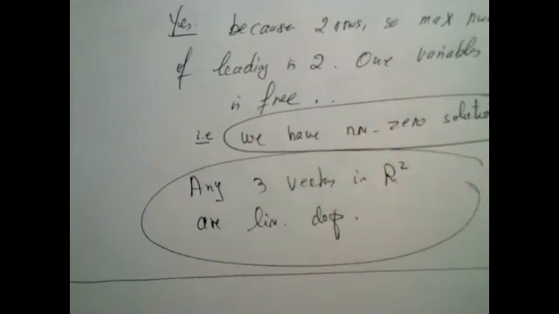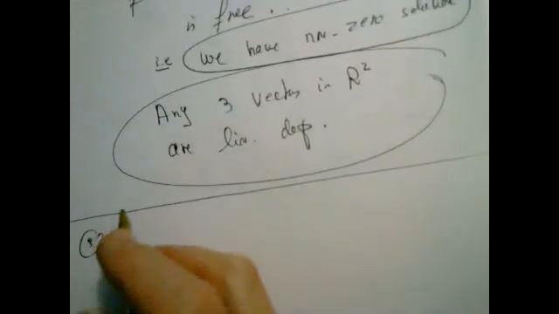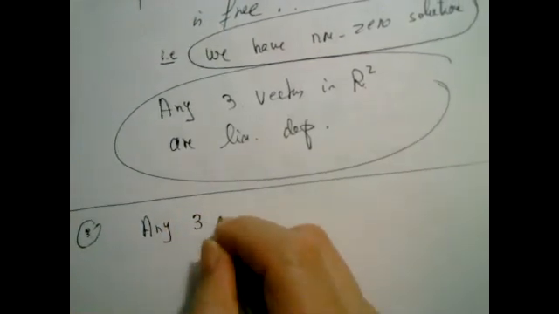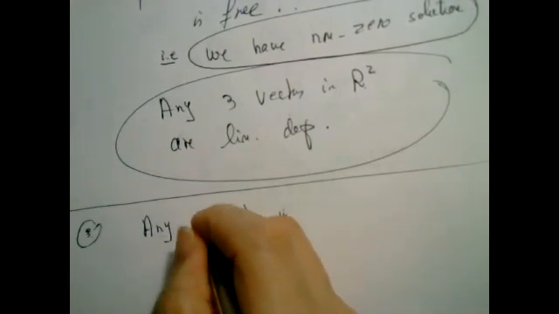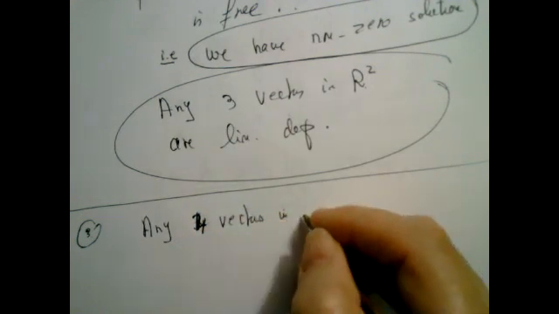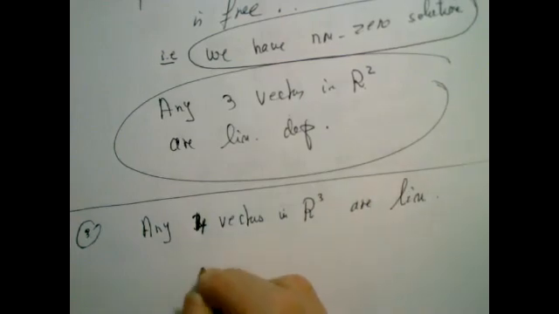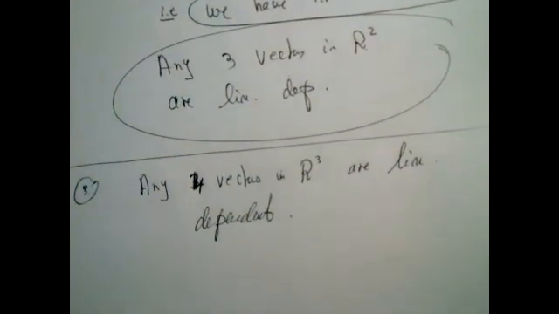Okay. Now, I will explain the geometry in a little bit, but I would like to push that further. Suppose I give you the following. Is this true or false? Any 4 vectors in R3 are linearly dependent. Is this true or false? What can you say? Algebraically.